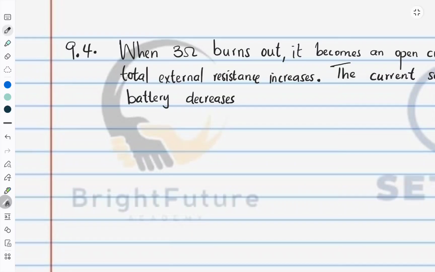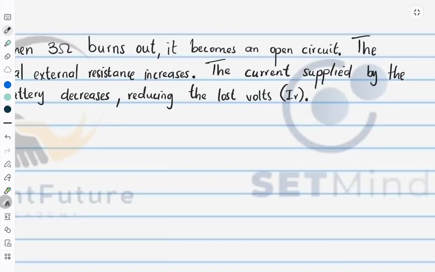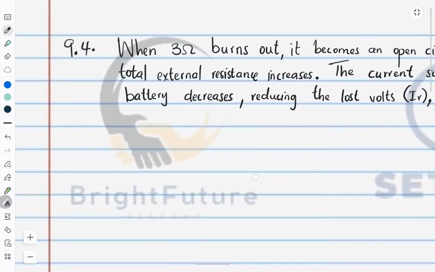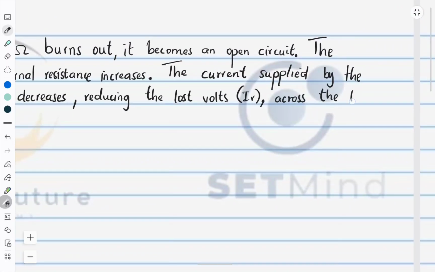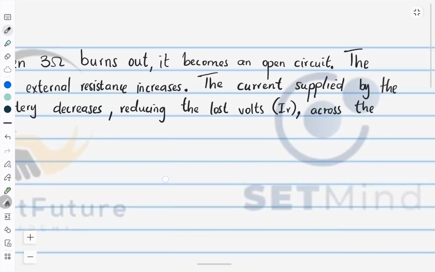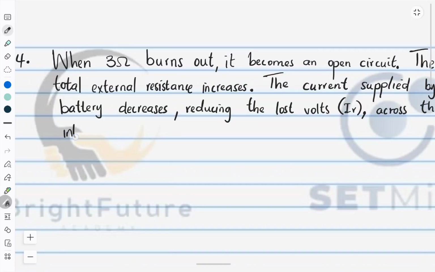Reducing the loss volts, okay? So this will reduce the voltage that we lose, because remember, loss volts is I times R. But I'll write it for you. Reducing the loss volts, which is I times R, across the internal resistance. Writing and speaking at the same time is very hard.